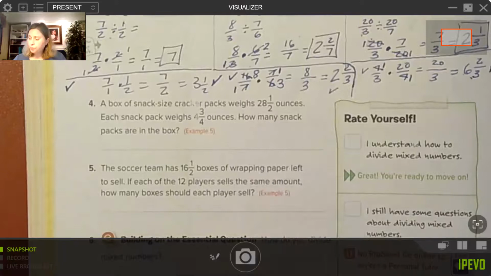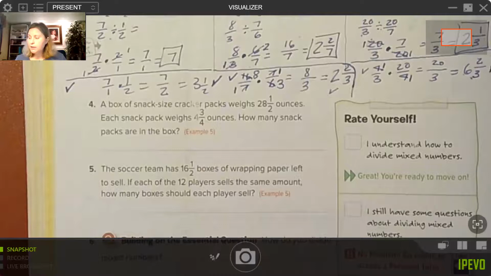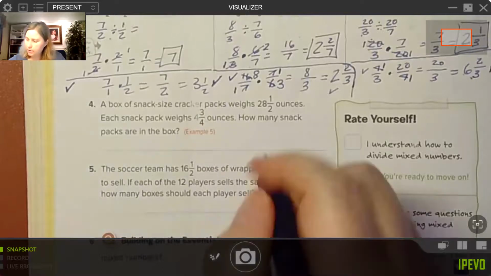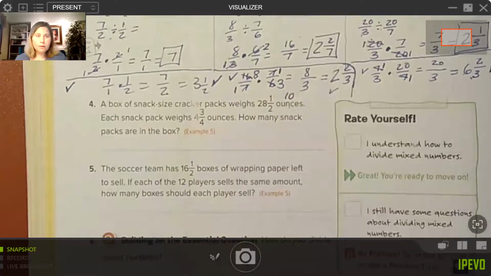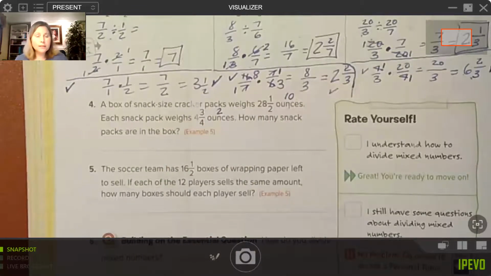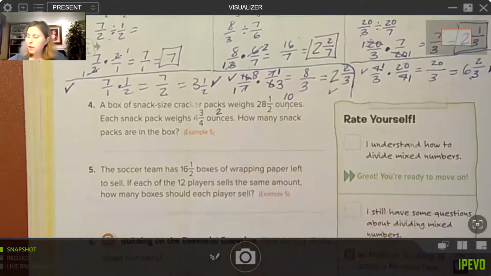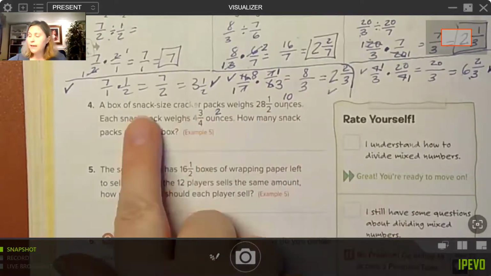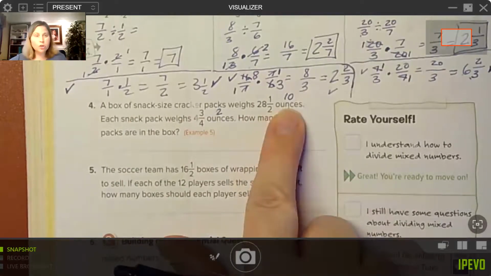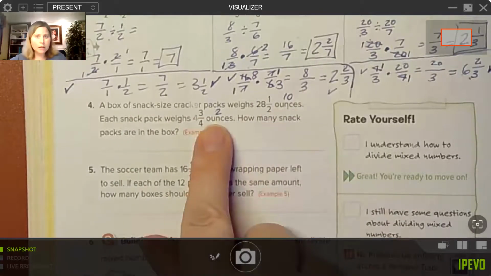So what if I just use my same numbers, 10 and 2, again? A box of crackers weighs 10 ounces. Each snack weighs 2 ounces. How many snacks are in the box? That's the strategy, make it simpler. You already know the answer. I'm just ignoring these real numbers for a moment. I'm saying if the whole box weighed 10 ounces, and each snack weighed 2 ounces, how many snacks are in the box?